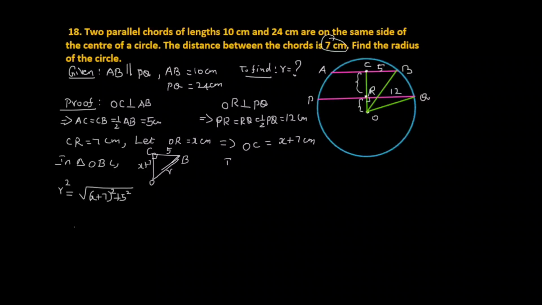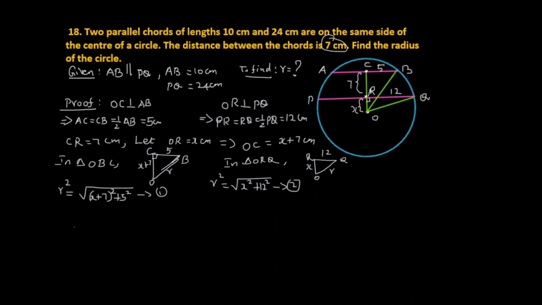Same way, if we take another triangle for the chord PQ, triangle ORQ, this is the triangle ORQ. This is R, this is Q and O. The length OR is X centimeter. Here we took X centimeter. Then this length is 12. Then R squared is equal to X squared plus 12 squared. This is equation 1. This is equation 2.